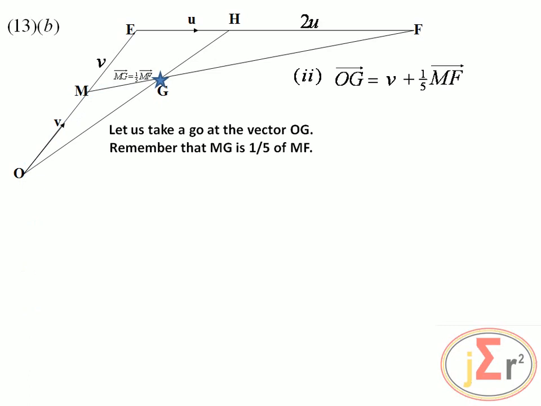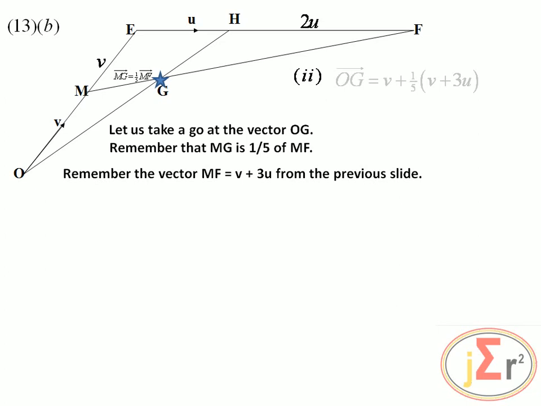Nice. But do we know MF? Of course we do. Remember that the vector MF is equal to V plus 3U from the previous slide. Let's not go over there, let's just write it down. So V plus 1/5 of (V plus 3U). How do we work this out? Good that we labeled our diagram appropriately.